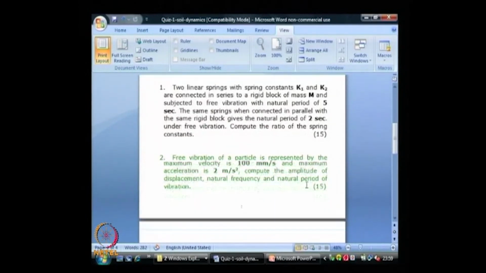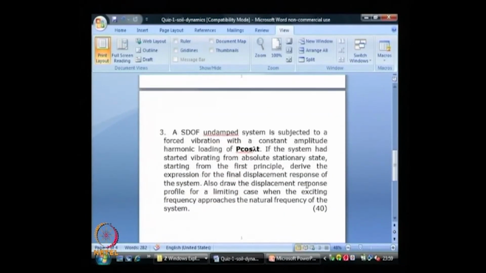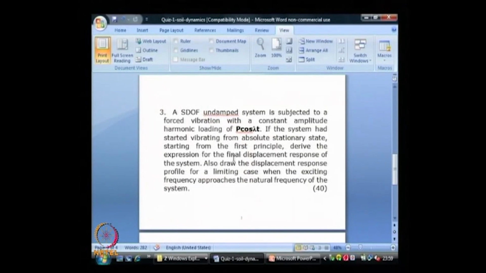Now, let us move to the third problem. So, this was the third problem. What it said? A single degree of freedom undamped system is subjected to a forced vibration with a constant amplitude harmonic loading of p cosine lambda t.